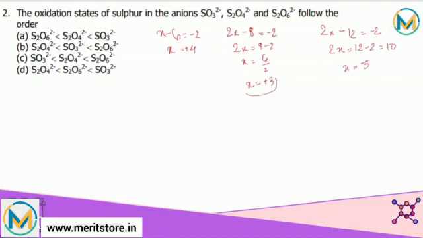Now if I arrange these, the lowest is this, then this and this. That means we have the arrangement in the form S2O4 2- ion, then SO3 2- ion, and then S2O6 2- ion. Looking towards the options, we have this same arrangement in option B. So the correct answer for this question is option B.